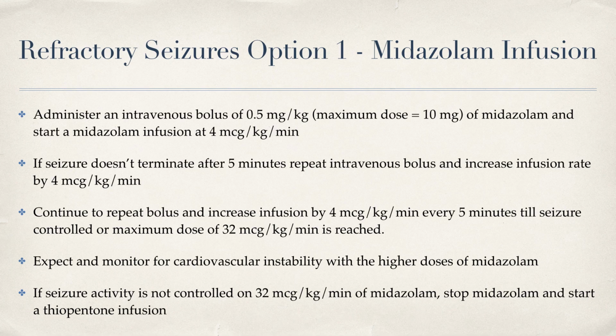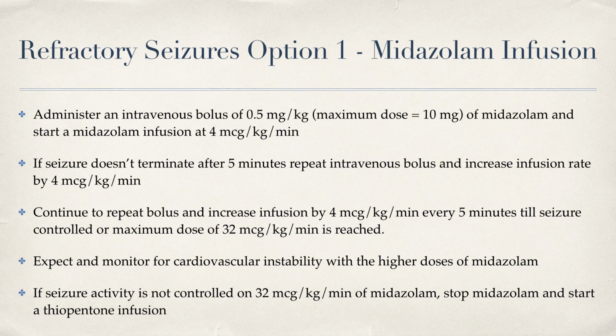So now I want to come on to the 3 main treatment options for refractory status epilepticus, which are midazolam infusion, thiopentone infusion, and high-dose phenobarbital. So I'm going to start with midazolam infusion because I think this is probably the option you're going to be most likely asked to start.